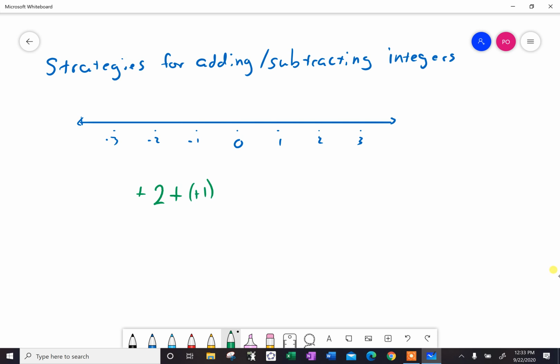2 plus a positive 1. Think of it in terms of quantities. This is how much 2 is, and this is how much 1 is. And so when we put them together, clearly, if I were to take this and stick it up here, it would be 3, positive 3.